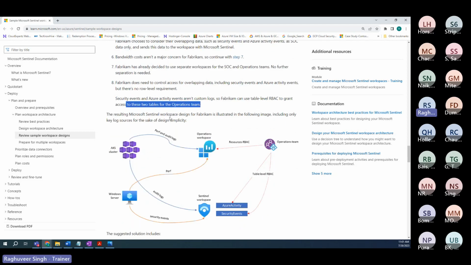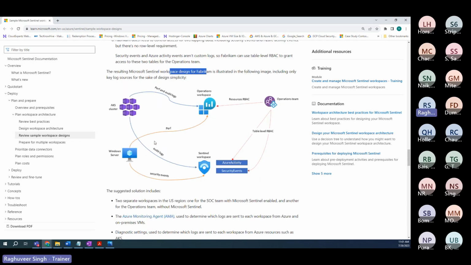Now the resulting Microsoft Sentinel workspace design is illustrated here. Here's the resulting design: you can see you have AKS clusters and Windows servers. AKS cluster performance and audit logs go into the operational workspace, and Windows server performance logs go into the operational workspace. Then AKS audit logs come into the Sentinel workspace. Security events come here. So we have 2 workspaces, one for operations, one for Sentinel.